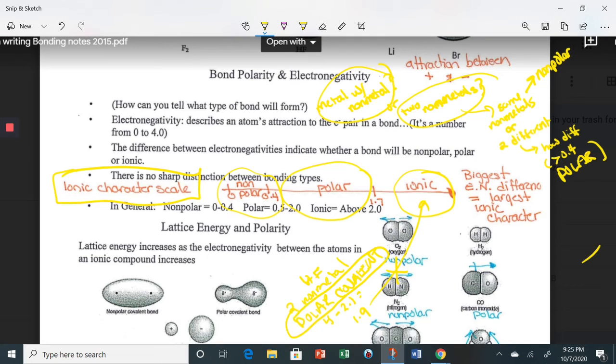So I always tell you, and will always say, this question is the most important in determining what makes a bond polar or non-polar, not polar or non-polar, polar and ionic. Once you get past the polar and ionic, then you can get nitty-gritty about non-polar and polar. But it's really metal with non-metal or two non-metals.